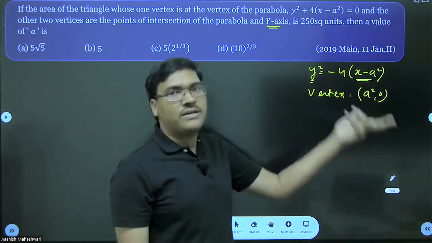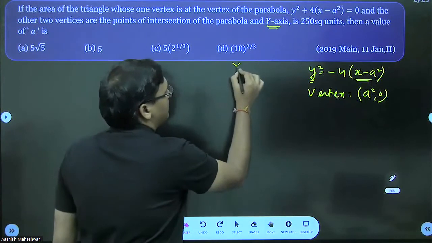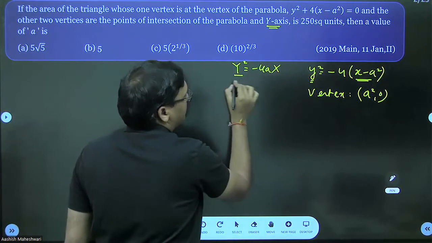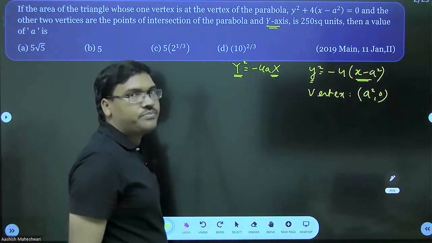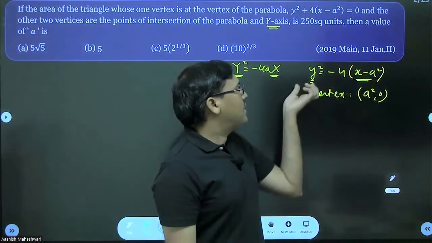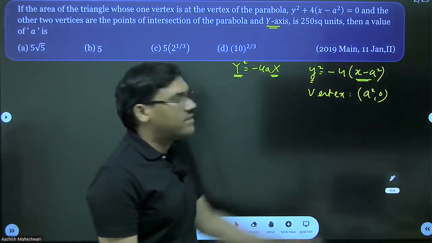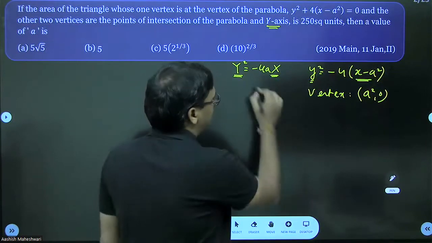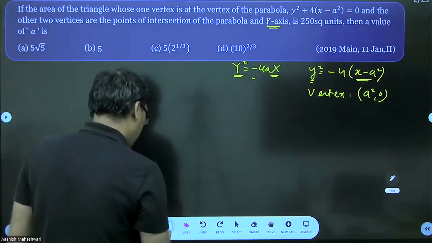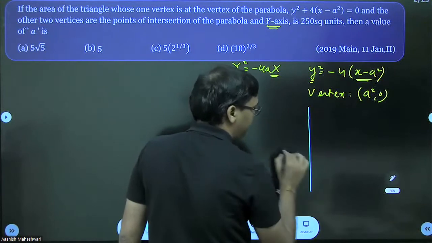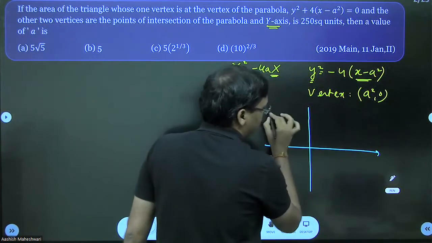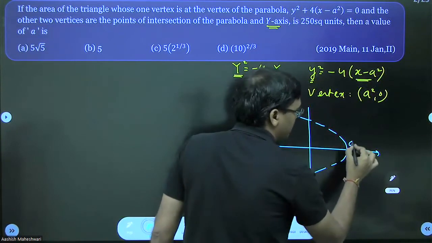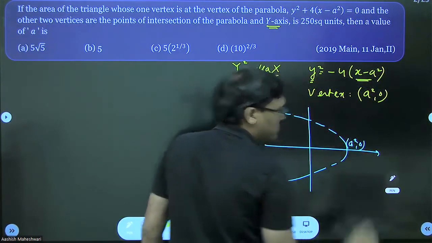This is x minus a square equal to 0, because we have shifted the parabola y square equal to minus 4ax. What is the vertex of this? x is 0, y is 0. So this is 0 when x is a square, and this is 0 when y is equal to 0. This is the vertex of this parabola, right? And this is the parabola with its mouth opening on the left side. Now we have this parabola, and this is the vertex, which is a square comma 0.